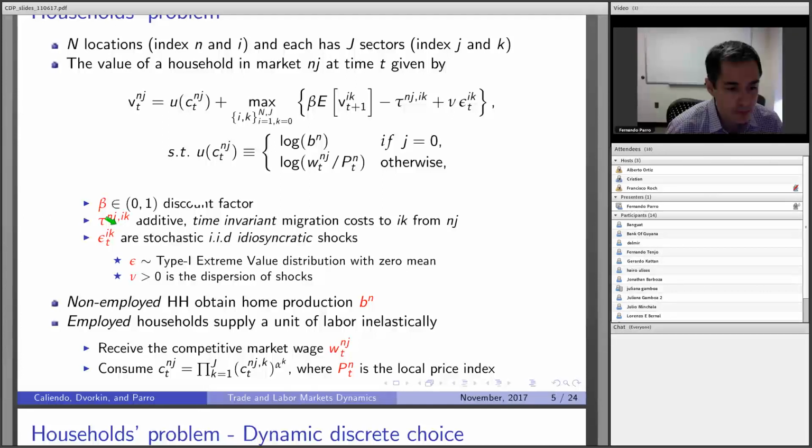And then epsilon is an idiosyncratic preference that, following the recent labor market dynamics literature, is assumed to be an IID realization from a type 1 extreme value distribution with a dispersion parameter equal to nu. And this nu, as we are going to see in the next slide, is going to be related to a sort of migration cost elasticity, and it's a parameter to be identified. And finally, beta is the discount factor.